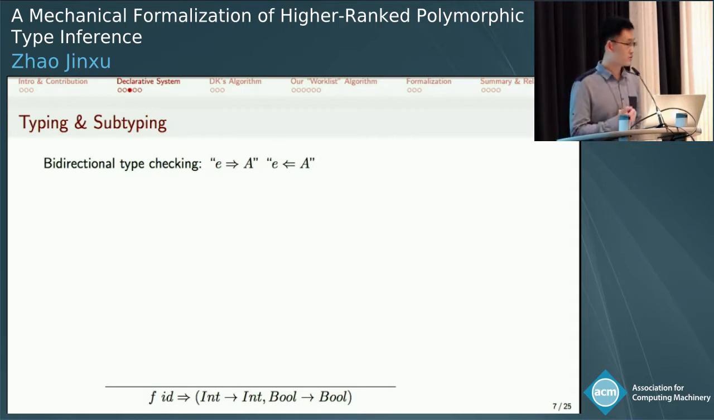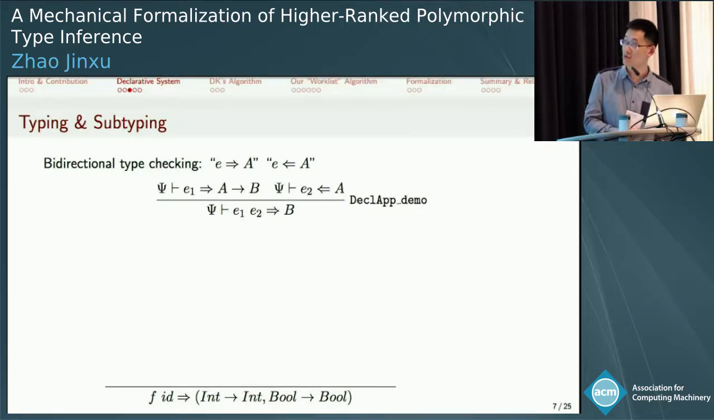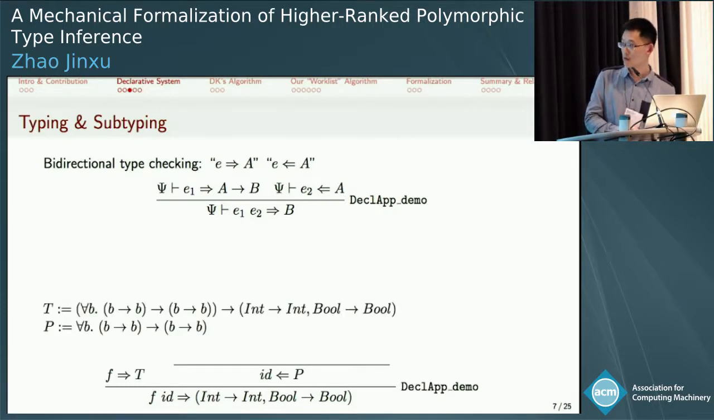So we are using bidirectional type checking. So basically, we have inference mode and checking mode. I believe you are familiar with that. And the task we are going to do is to infer the type of the function application f applied to identity. So what do we do here? We apply that rule. We first infer the type of the function, and then check if the argument matches the argument type. All right, and we already know the type of the function, which is t. So we need to check the identity function against the parameter type.